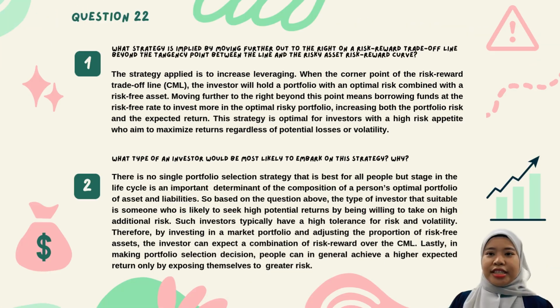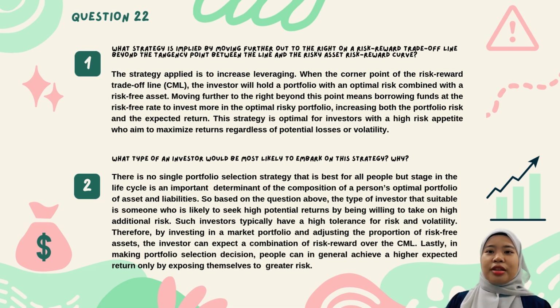Thank you. For the last question, which is question 22: what strategy is implied by moving further out to the right on a risk-reward trade-off line beyond the tangency point between the line and the risky-asset risk-reward curve? The answer is that the strategy implied is to increase leveraging. At the corner point of the risk-reward trade-off line, which is the CML, the investor will hold a portfolio with an optimal risky portfolio combined with a risk-free asset. Moving further to the right beyond this point means borrowing funds at the risk-free rate to invest more in the optimal risky portfolio, increasing both the portfolio risk and the expected return. So this strategy is optimal for investors with a high risk appetite who aim to maximize return regardless of potential loss or volatility.